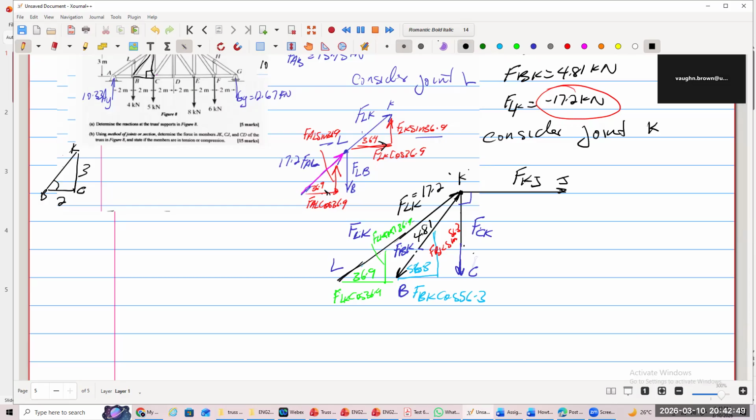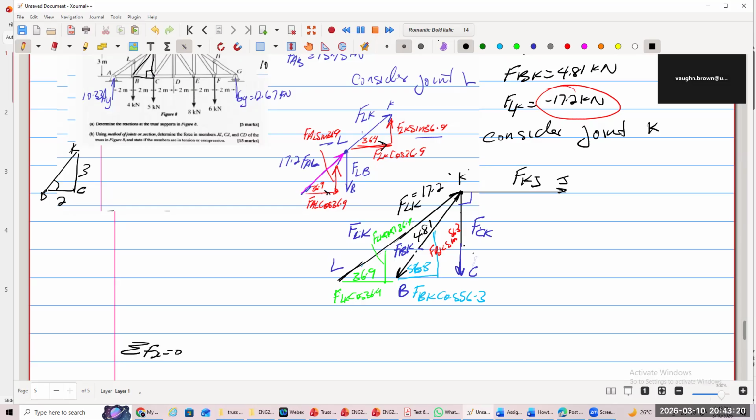All right, let's go back to the black. Which one did I say I'm going to use? I'm going to use the horizontal. If I go horizontal, I find KJ immediately, or JK, whatever they want. So let's go with that one. We're going to go horizontal, so sum up the forces in the X equals 0.